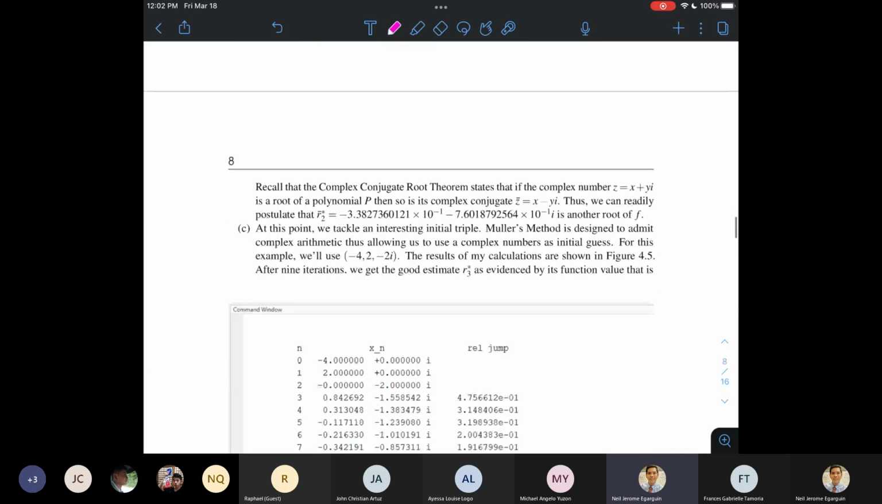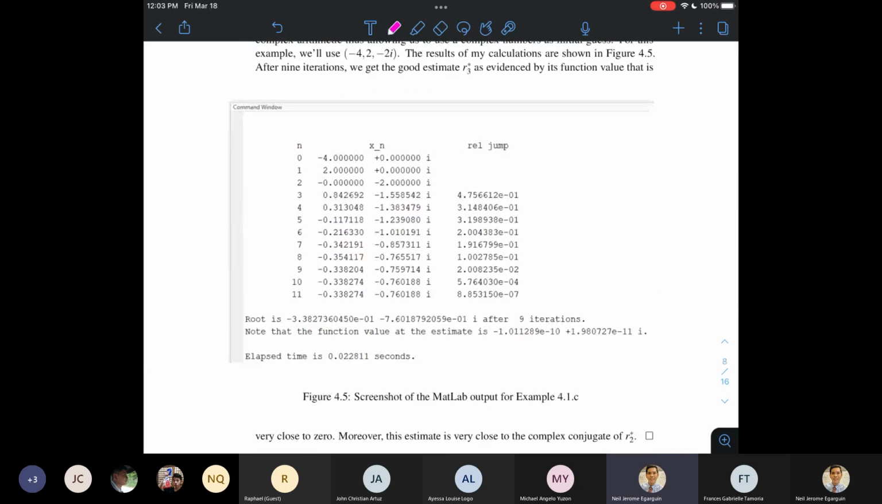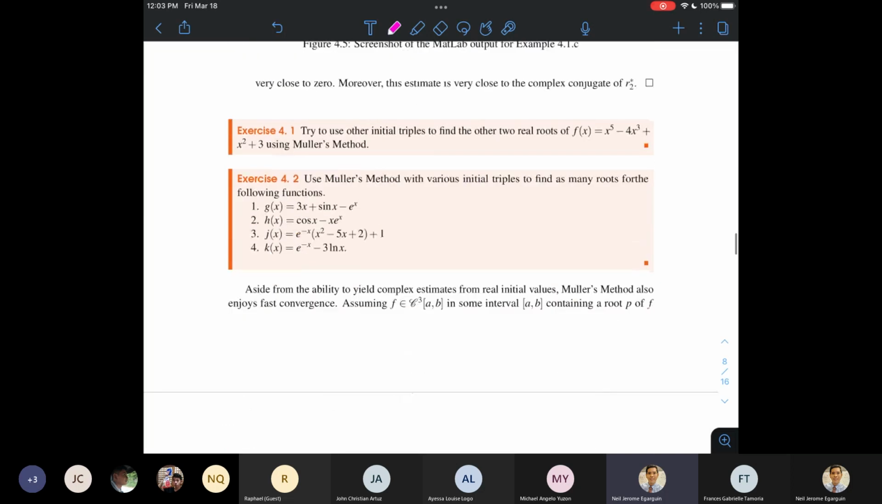Okay? So, and then I know some of you started writing the code for Euler's method and try to answer example 4.1 and try to come up with the other 2 real roots of the function f we considered in example 4.1 using Euler's method. Tapos pag medyo ginaganahan kayo, you can go ahead and try exercise 4.2. Okay?